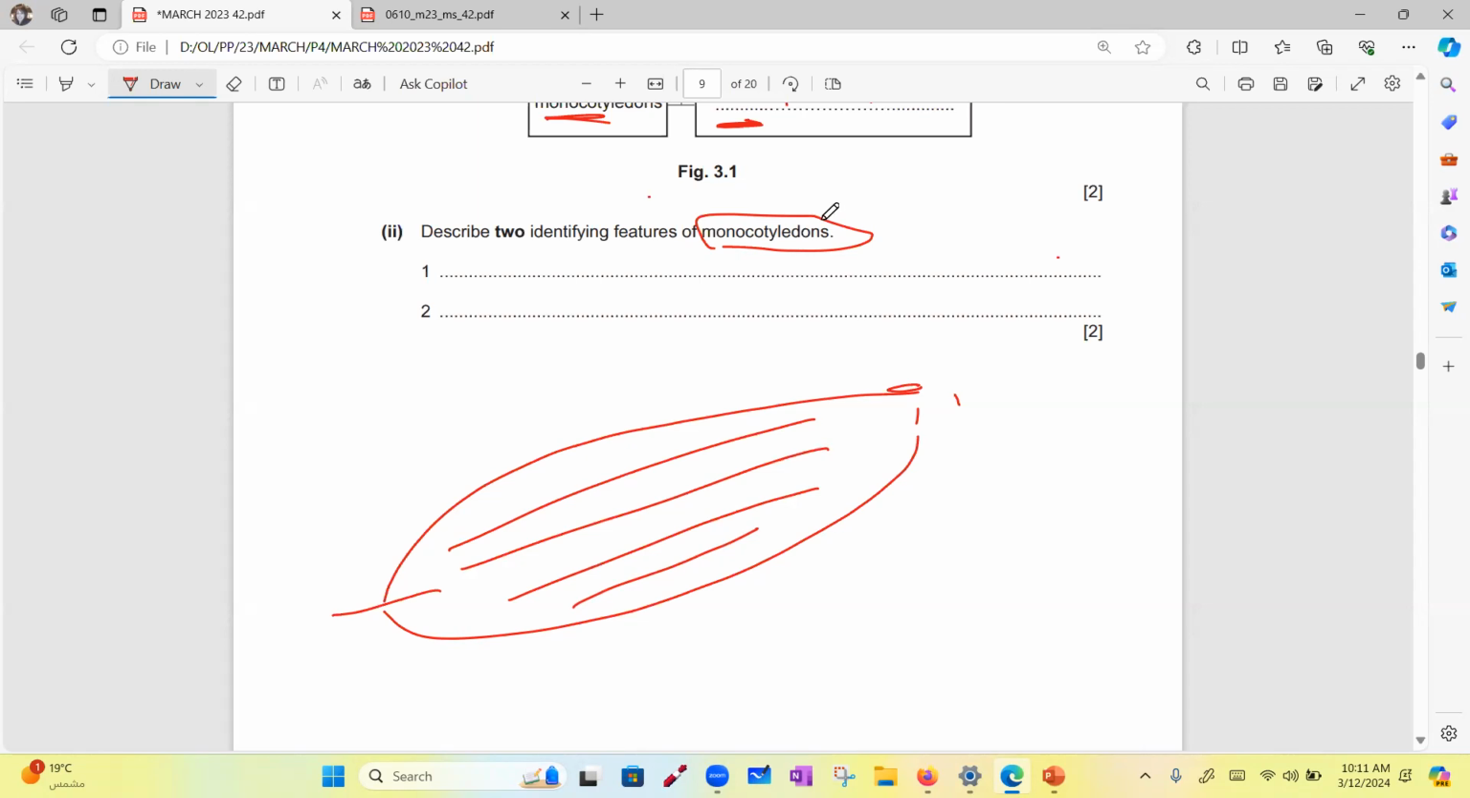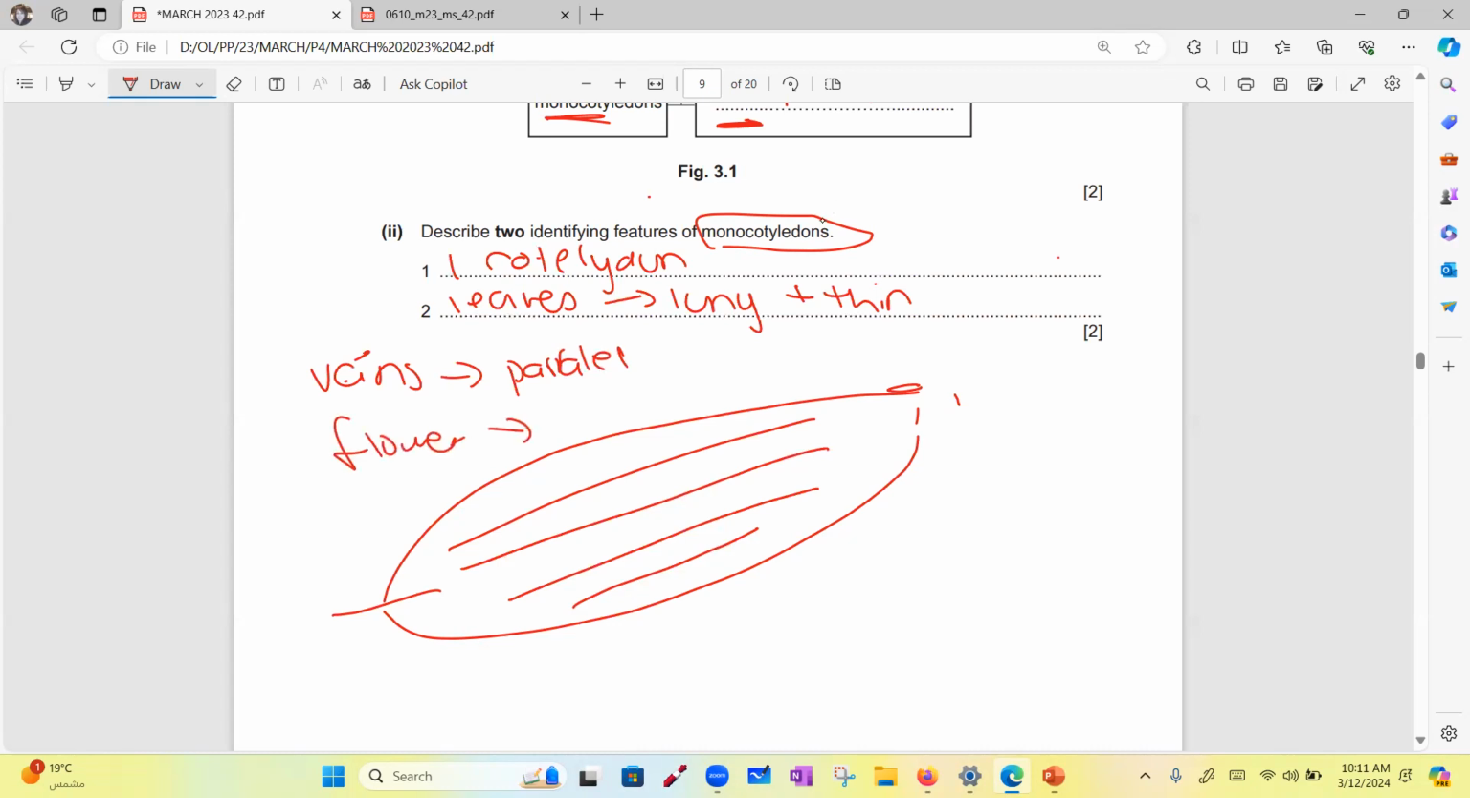So let's write all of them. 1 cotyledon. Leaves are long and thin. Veins parallel. And the flower parts in multiples of 3. Okay?